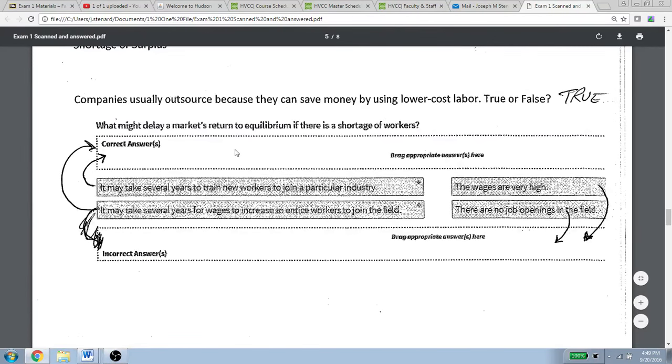What might delay a market's return to equilibrium if there's a shortage of workers? Correct answers include it may take several years to train new workers to join a particular industry, and it may take several years for wages to increase to entice workers to join. Both of those things would delay a market's return to equilibrium. However, you'll reach equilibrium very quickly if the wages are very high, or if there are no job openings in the field, then a shortage of workers will be corrected very quickly. You'll find that the equilibrium will get there rapidly.